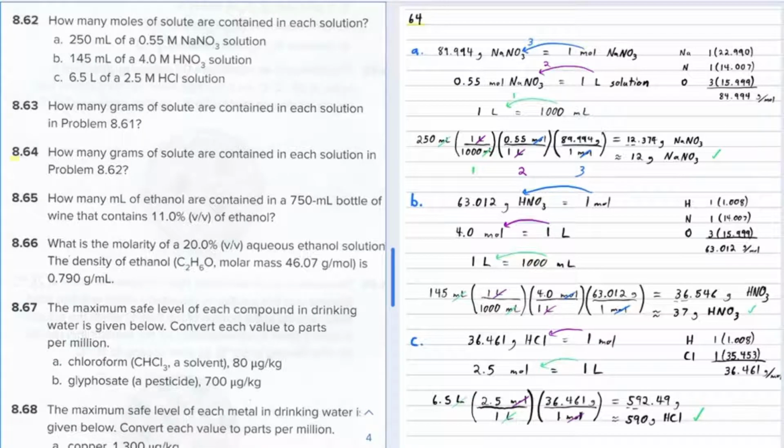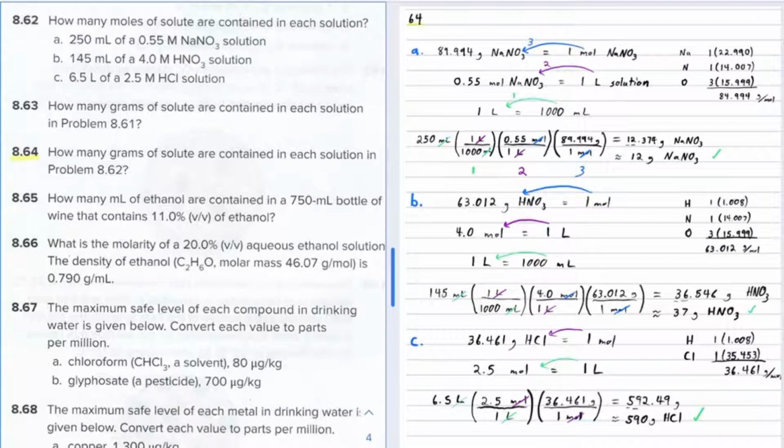Problem 64. How many grams of solutes are contained in each solution in problem 62? So here's problem 62. You're given 3 solutions, and we need to know how many grams of the solutes are in each of these solutions.